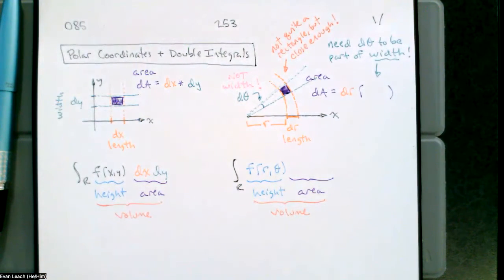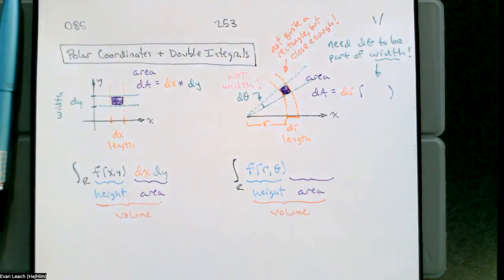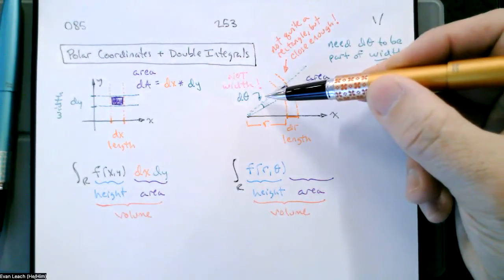That little orange side is curved. And that little orange side on the other side, a little bit farther away, that one's actually a little bit longer than the one inside. But if we make dr small enough, it won't be that much longer. And we can approximate this for the box. So the problem that we notice is that d theta is not a length.